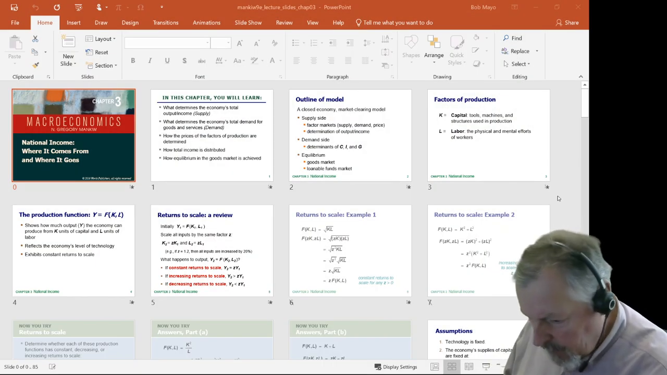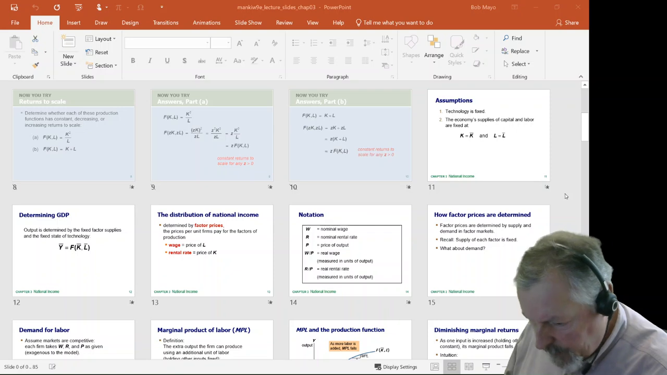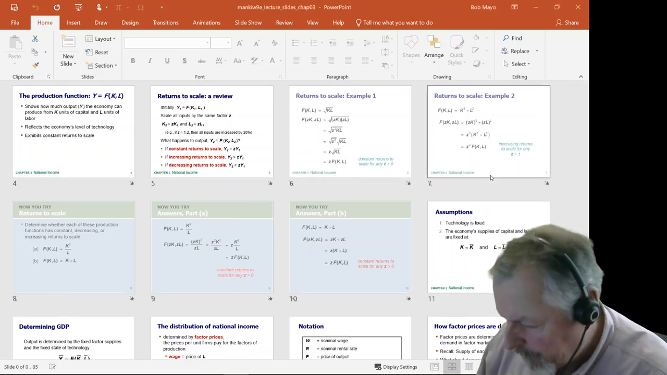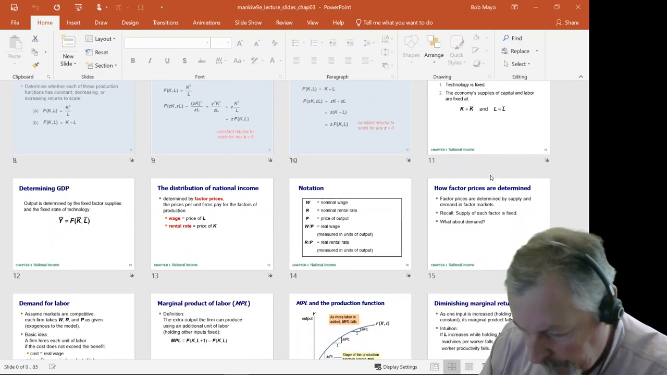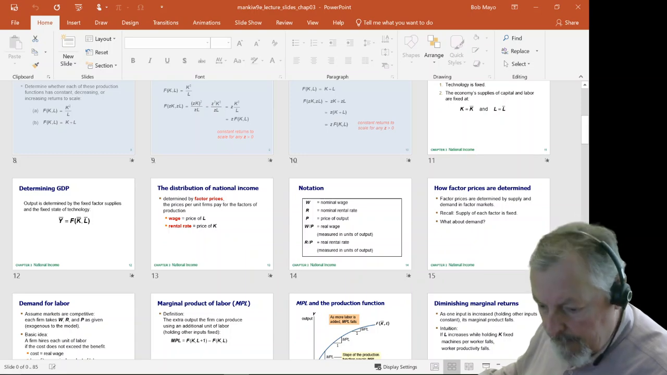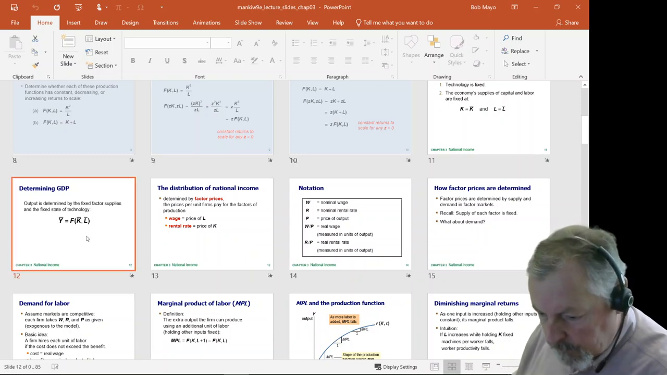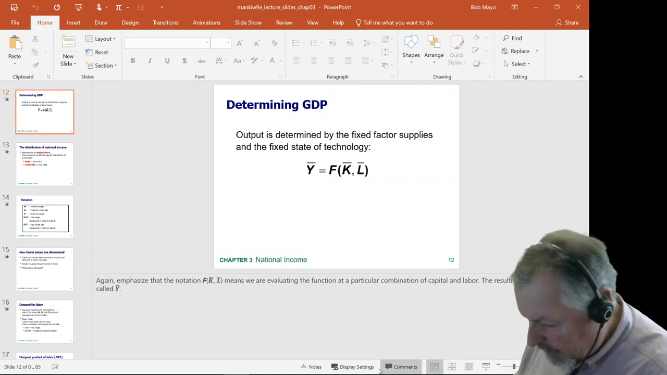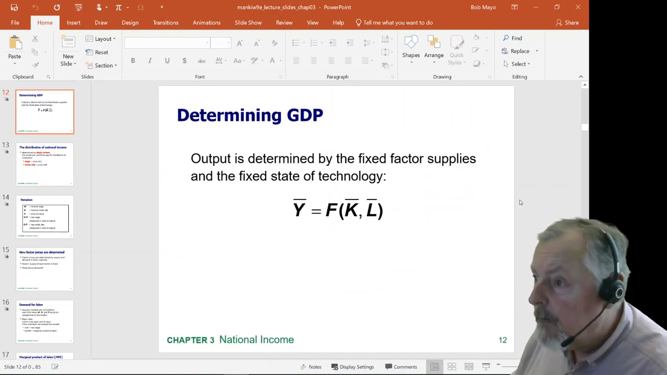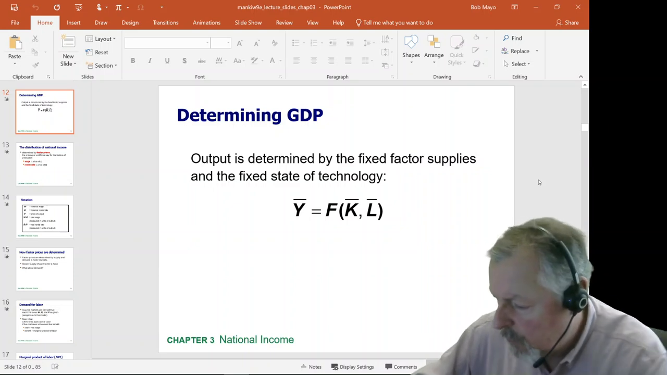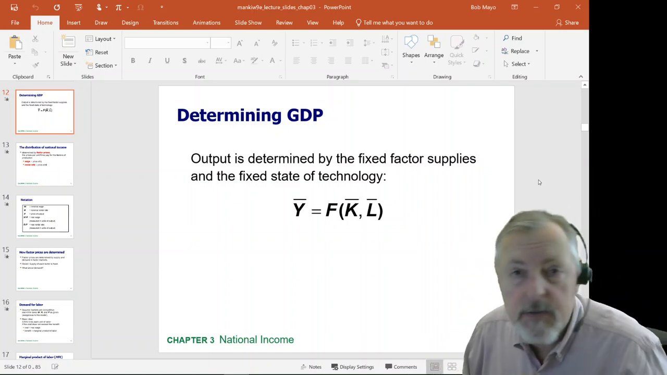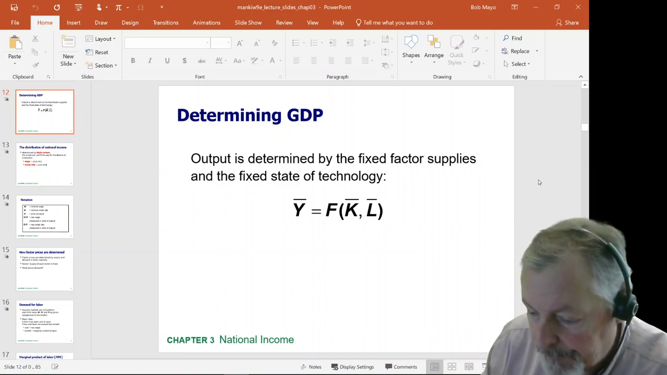All right, let's see. The critical things for you to know. In this first simple model, very simple model, we assume that output, which is Y, is a function of two things, capital and labor, that's it.